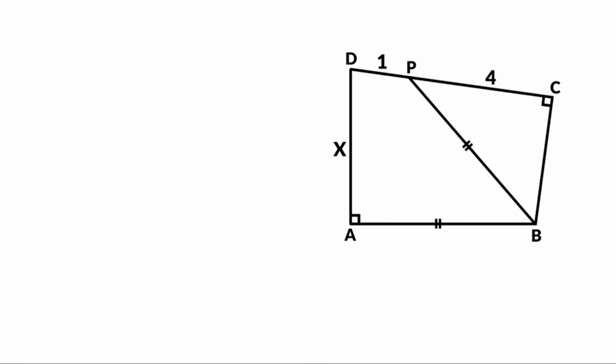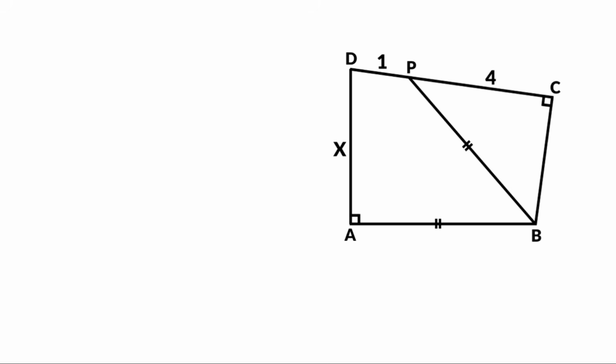We are also given a very important condition. The bottom side, AB, is exactly equal to the segment BP. And our goal is to find the length of the left side, AD. Let's call that unknown length X.